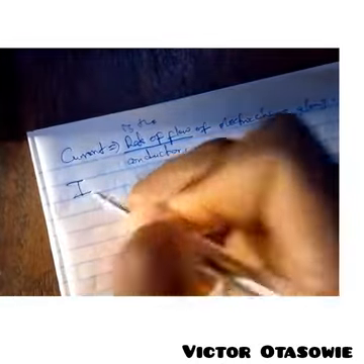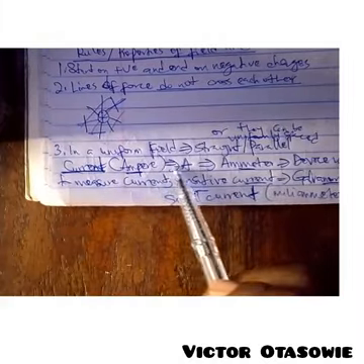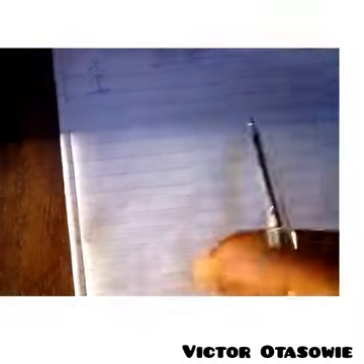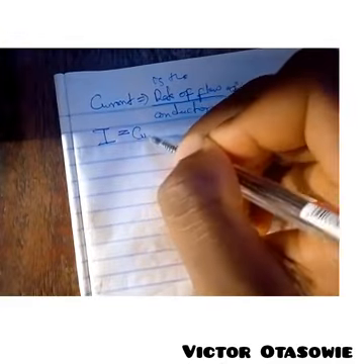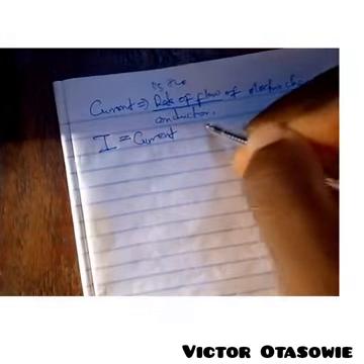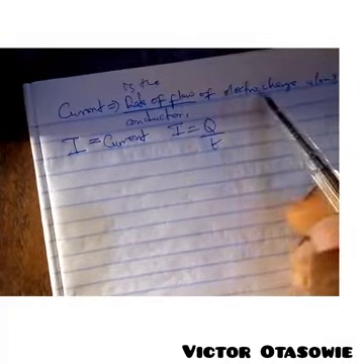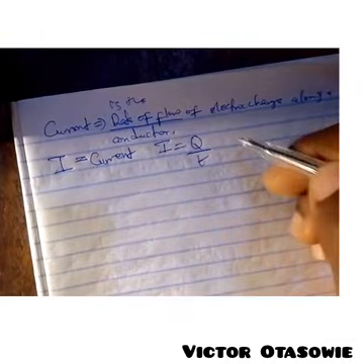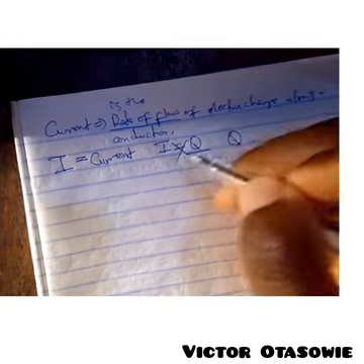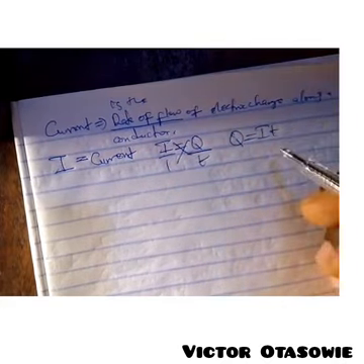The symbol for current is I, and current is taken as I equals Q over T, the rate of flow of electric charge along a conductor. So I equals Q over T, and if you cross multiply, Q equals IT.